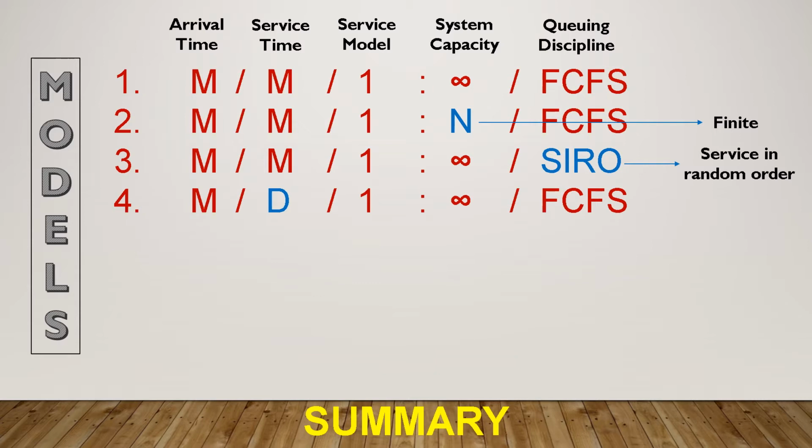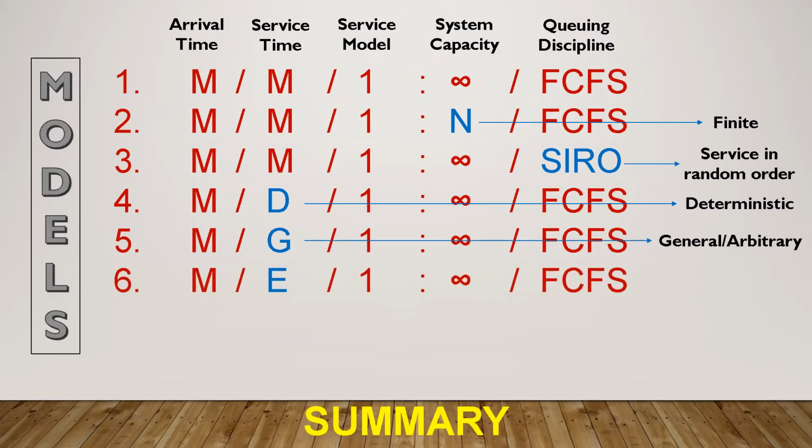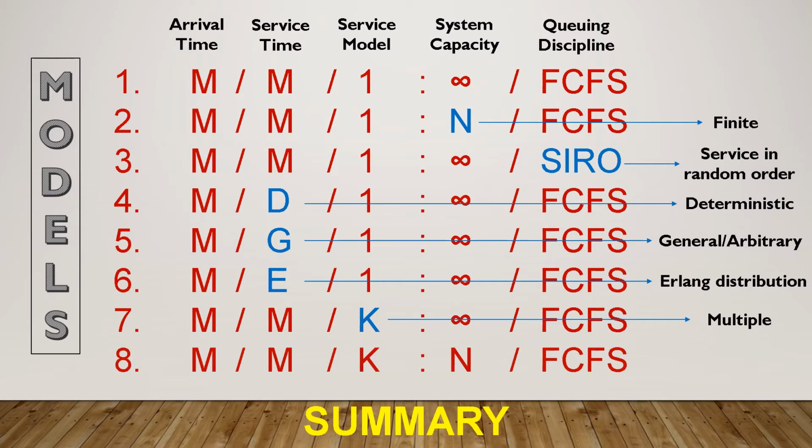The fourth model, at this junction, is where the service time differs from the previous models 1 to 3, where D means deterministic. On the fifth model, again, it differs in the service time, where G pertains to general or arbitrary. On the sixth model, again, it differs in the service time, E, which means Erlang distribution. Then the seventh model differs from models 1 to 6 in the service model, where k denotes multiple servers. Then the eighth model is a combination of multiple servers and the capacity of the system being finite.